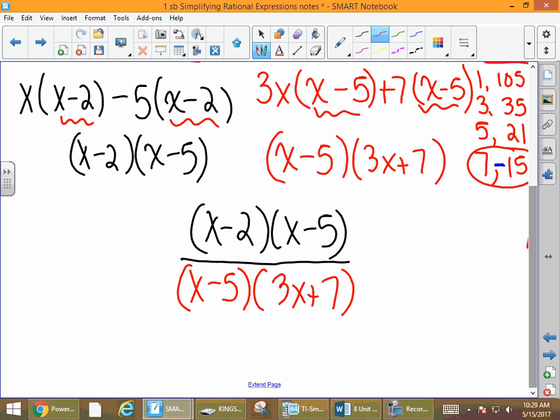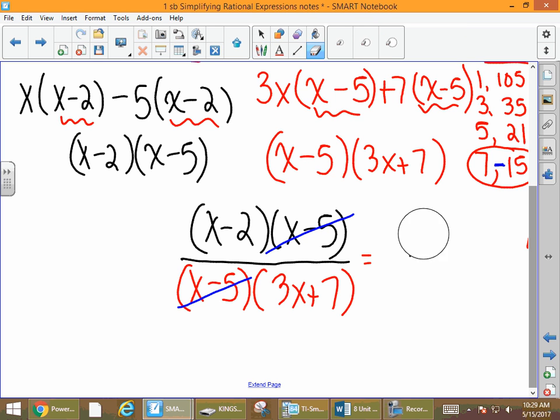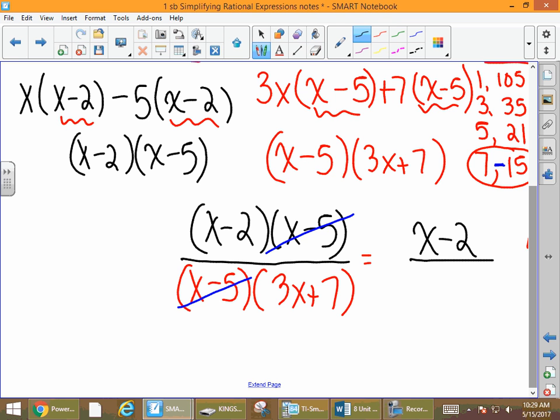And lastly, do we have anything exactly the same in the top and in the bottom? Well, we have an x minus 5. And x minus 5 divided by x minus 5 is 1. And we are finished with this problem. If I can write it correctly, we're finished when we write x minus 2, what's still remaining, and then 3x plus 7, divided by the 3x plus 7.